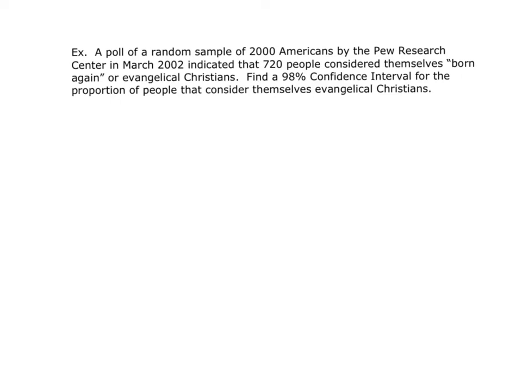A poll of a random sample of 2,000 Americans by the Pew Research Center in March 2002 indicated that 720 people considered themselves born again or evangelical Christians. Find a 98% confidence interval for the proportion of people that consider themselves evangelical Christians. We're asked to find the confidence interval for proportion, which tells me I'm going to use the formula P hat plus or minus Z alpha over 2 times the square root of P hat Q hat over N.